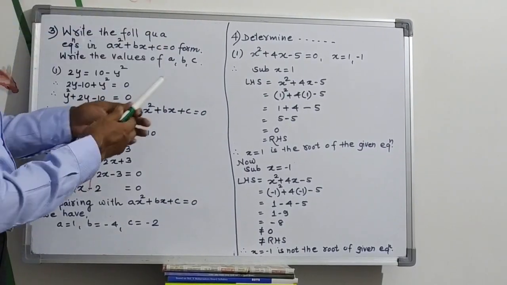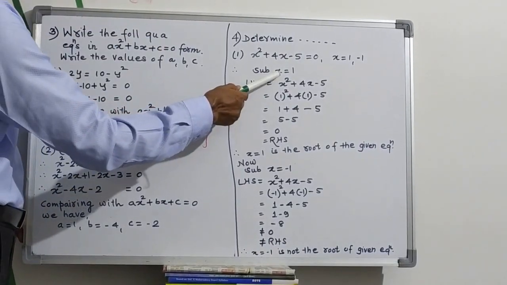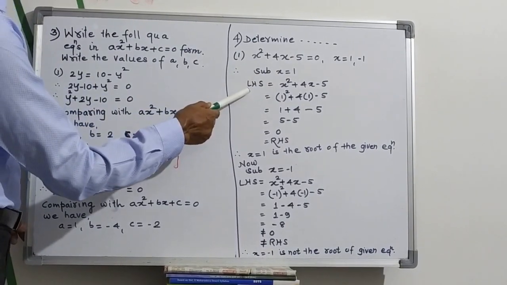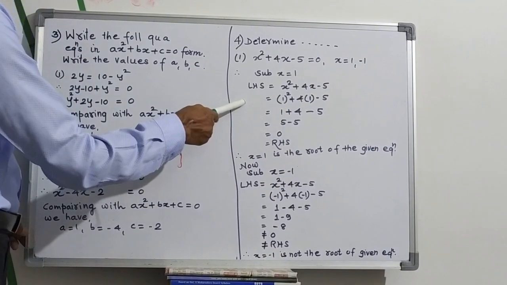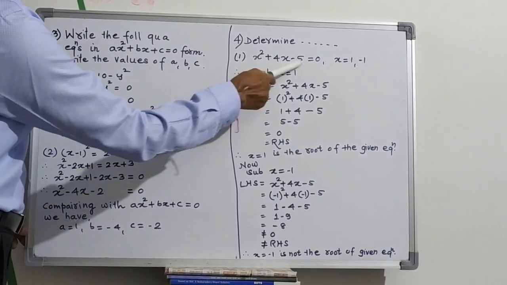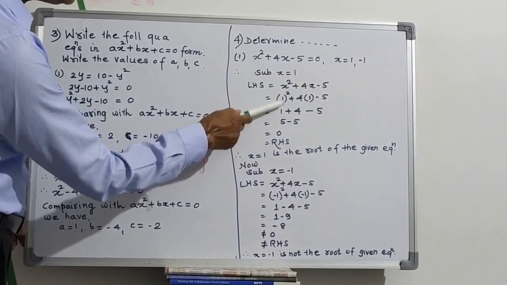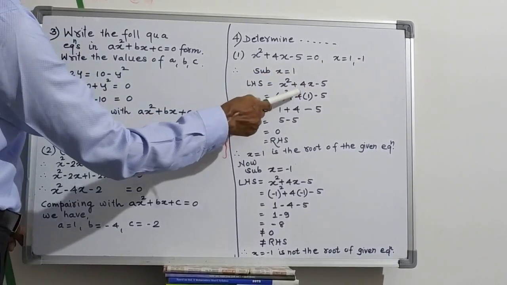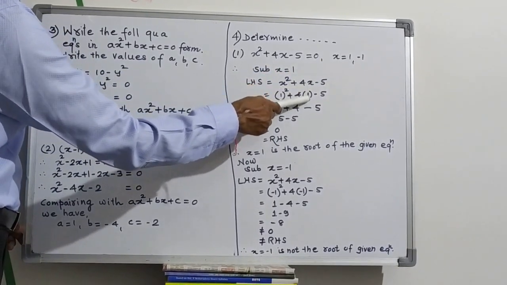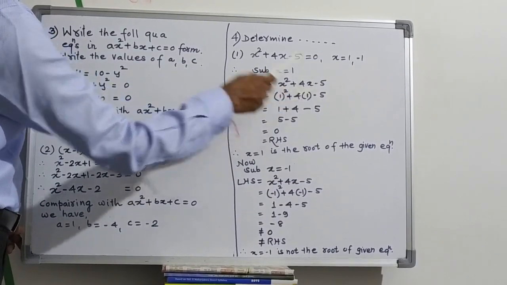So here let us substitute first of all x is equal to 1. So what is the LHS? x square plus 4x minus 5. LHS means left hand side. So I have taken left hand side. I'll be substituting x as 1 first. So it will be 1 square plus 4 into value of x as 1 minus 5.